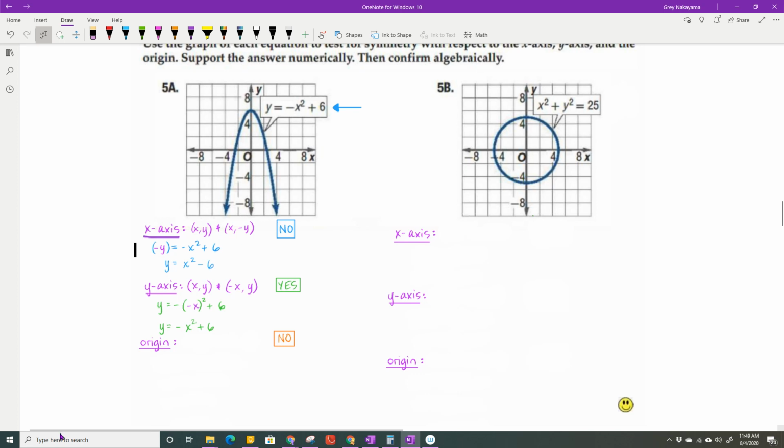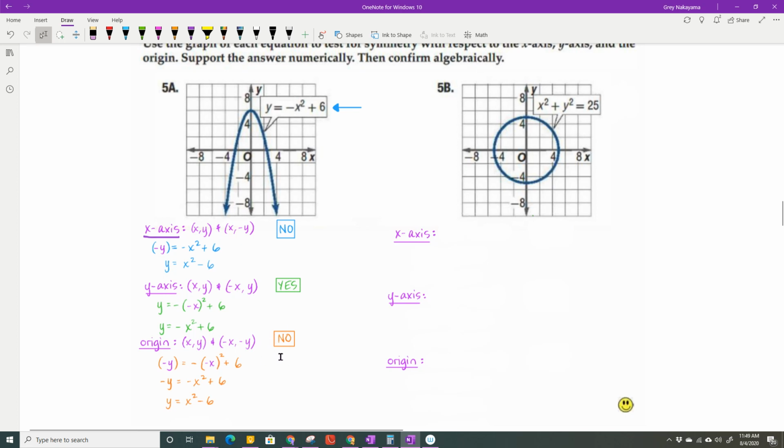Okay, and last but not least, we have the origin. All right, so I have x, y, and this time I'm going to plug in negative x and negative y. So the negative y stays the same, but my negative x becomes negative x squared. And if I multiply everything by -1 to solve for y, because I want to see if this is the same as that, you can see that it's not the same. So we had the answer of no.